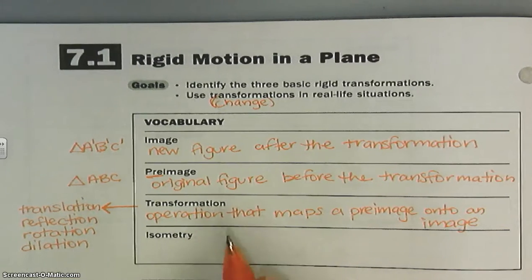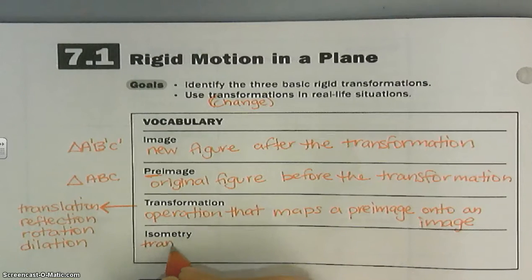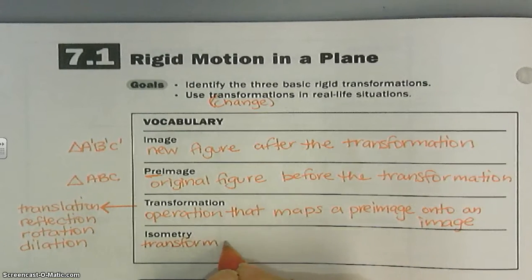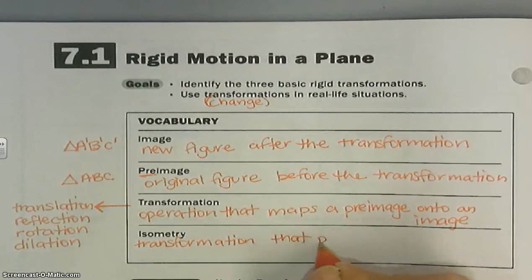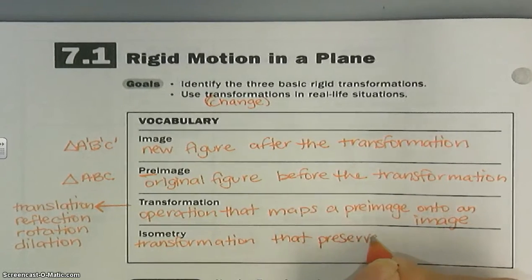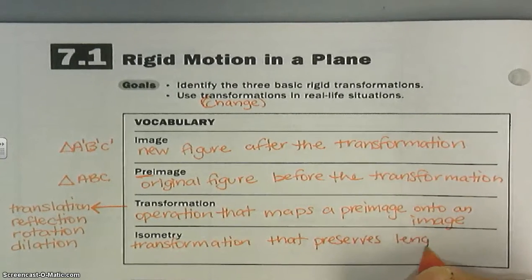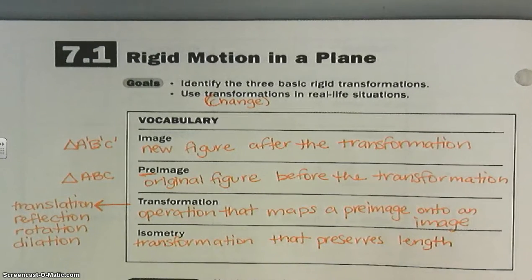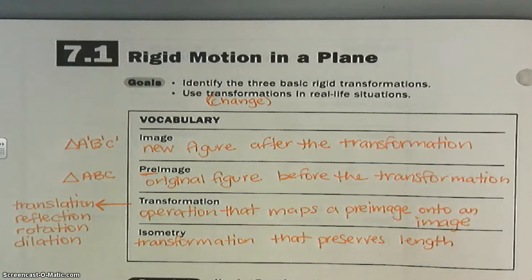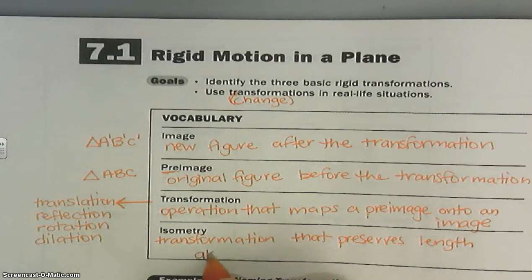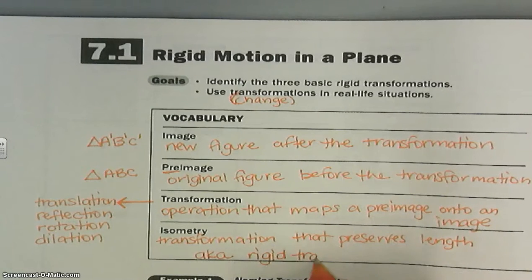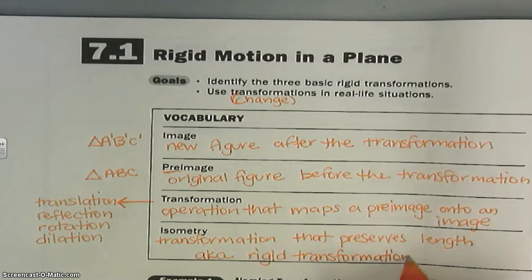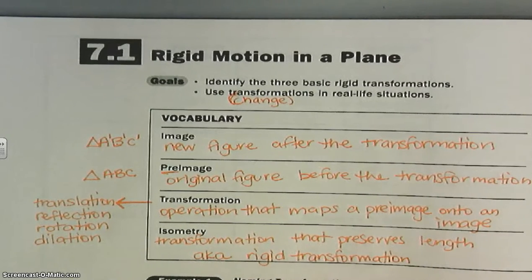So an isometry is a specific type of transformation that preserves length. So what do I mean by preserves length? I mean it keeps the length the same. It keeps the shapes congruent. Another way to think about that is a rigid transformation. That's another name for an isometry. You know, when people or something is rigid, it doesn't change. It keeps it the same size.